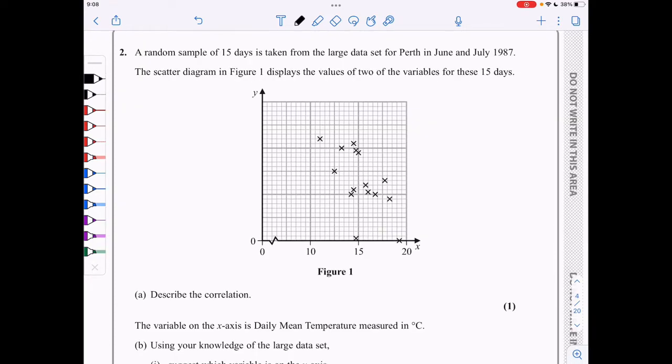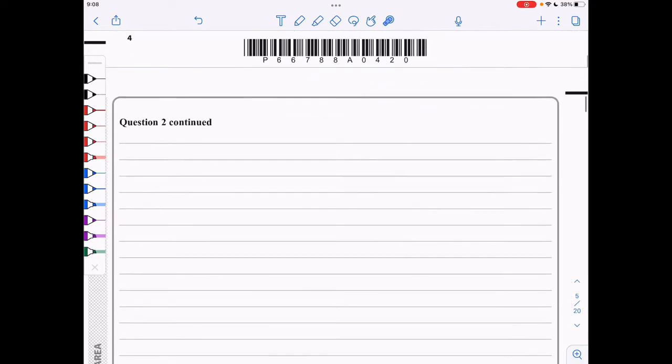In question 2, it's a random sample of 15 days taken from the large dataset for Perth in June and July 1987. This is the scatter diagram for two of the variables for these 15 days. We need to describe the correlation, and obviously what we see here is negative correlation. As one variable increases, the other decreases. That's all we need to say though, negative correlation.